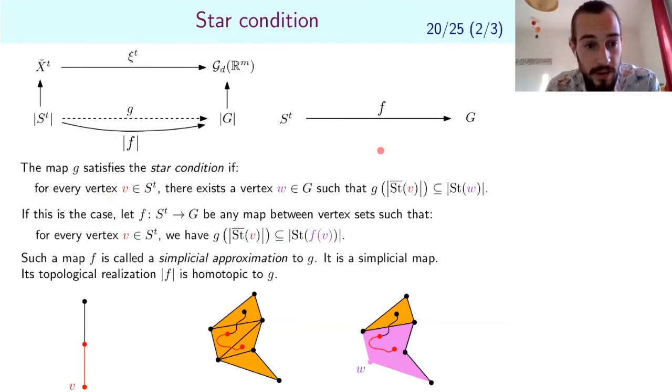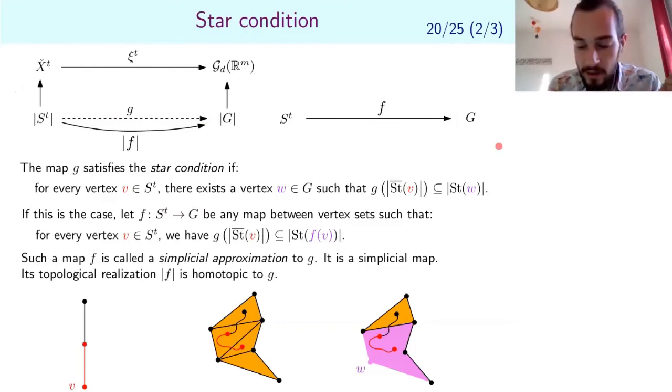When it does, we can define a simplicial approximation. So for every vertex V, choose a corresponding vertex W and call this vertex F of V. What you end up with is a map from the vertex set of ST to the vertex set of G. It is a simplicial map. And moreover, its topological realization is homotopy equivalent to G. So we have been able to transform the map G into a simplicial map F that corresponds to it.